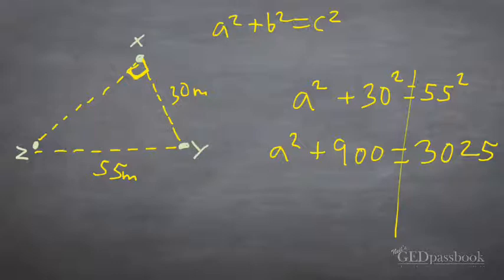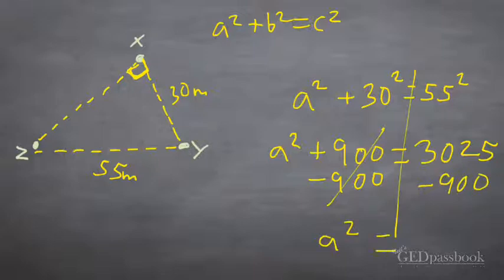All right, what do I do now? Make it negative 900. Everyone should be listening and looking up. A squared equals, what's 3,025 minus 900? I got different answers. You have the calculator, tell me. 2,125.